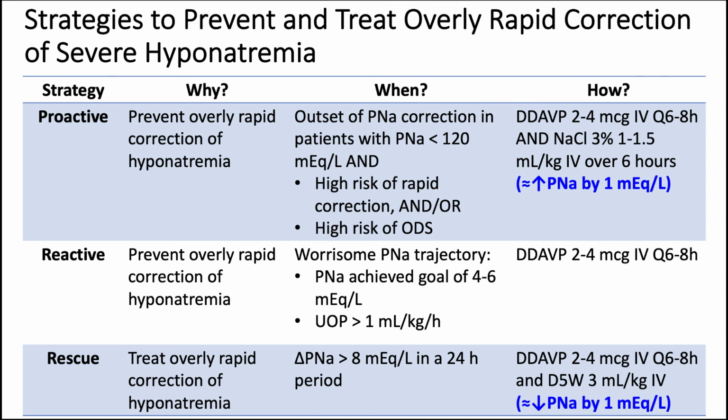It's 1 to 1.5 mLs per kilogram. So if the patient is 80 kilograms, you use 1.5 mLs per kilo, that will be 120 mLs of hypertonic. And you infuse that over 6 hours. So 120 mLs over 6 hours is a rate of 20 mLs an hour. And that amount of saline, 120 mLs, is supposed to increase the sodium by 1 milliequivalent per liter.